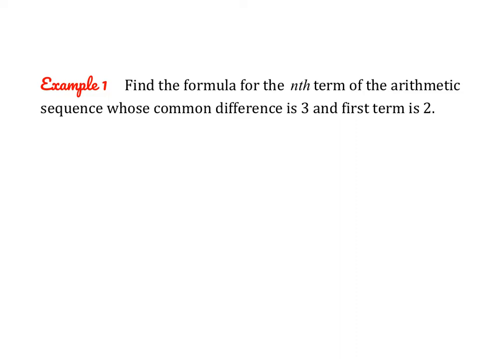So here's a really basic example just so we can see what the formula looks like. It says, write the formula for the nth term of the arithmetic sequence whose common difference is 3, that's our d value, and first term is 2. So we're really just substituting values. So a sub 1 is 2 plus n minus 1 times d, which is 3. And then from there, we're just going to distribute and combine like terms.